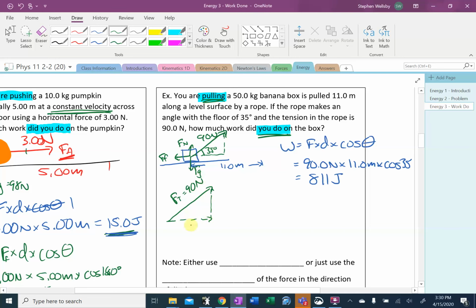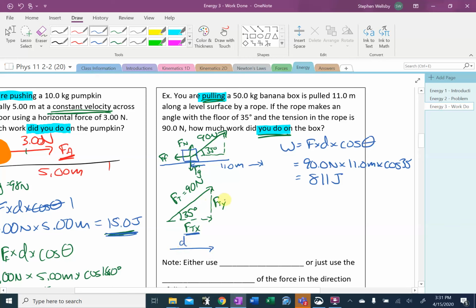Just like we were doing before with forces, we can break them into components. I'm going to call this Ft in the x direction and Ft in the y direction. And this is 35 degrees. So Ft in the x direction is really the one we're concerned about. The reason I say that is because we do work when we have a force or a component of force that's in the same direction as the motion. So the x component of the force is straight to the right, and the displacement was also in this direction here.